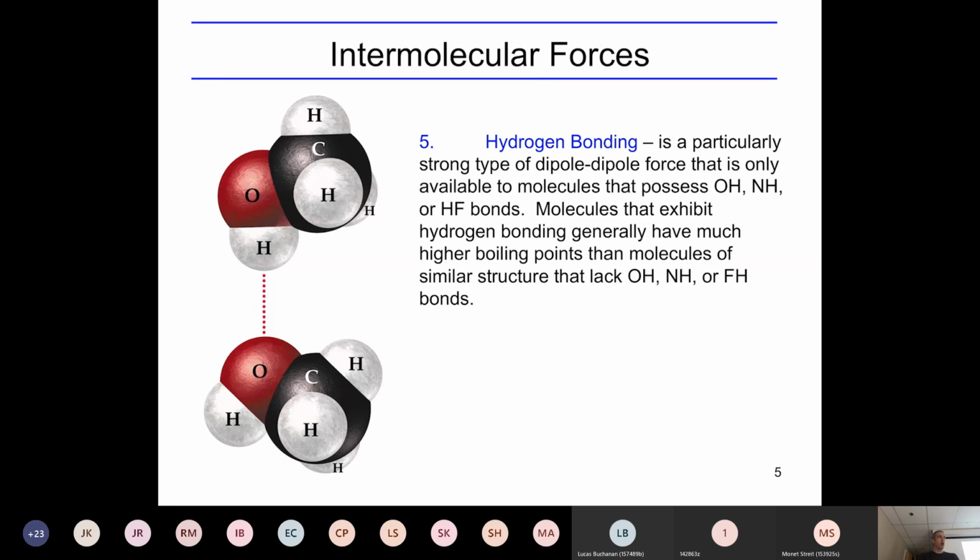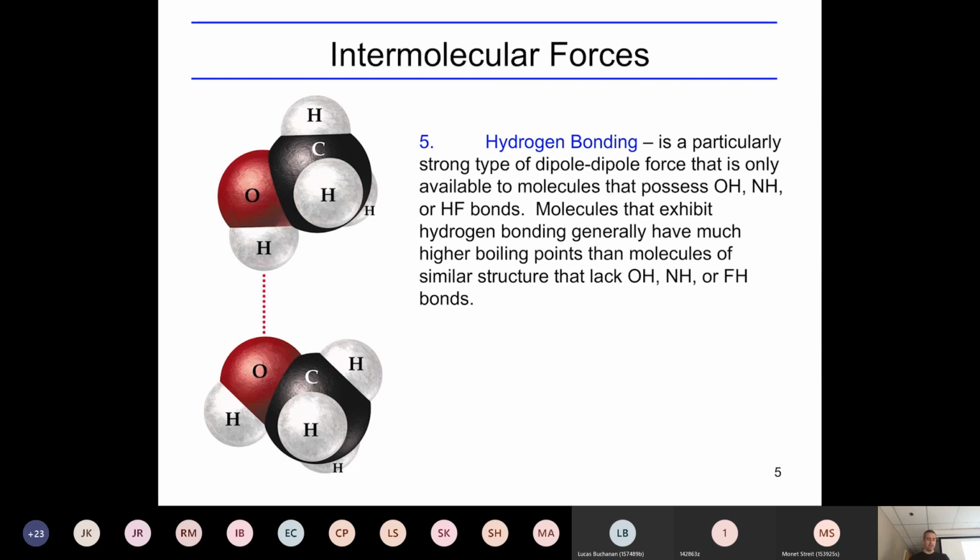Fortunately, in organic chemistry, OH and NH bonds are super common. We see these all the time. FH is not common. There's only one molecule that has an HF bond. You know what molecule that is? HF. So HF, we're not too worried about that in biological systems because there is no HF in biological systems, or there shouldn't be. If there is, there's a problem. But the other ones, OH and NH, are very, very common in organic chemistry.